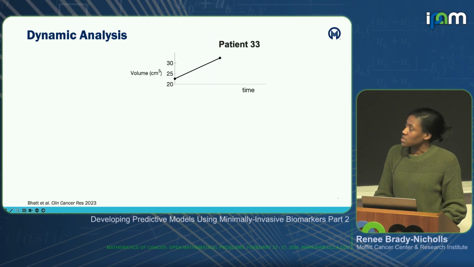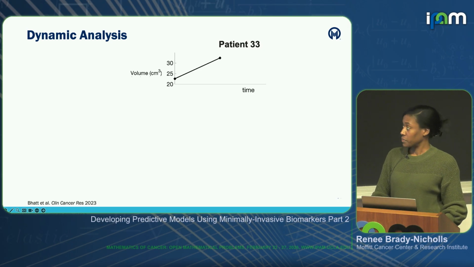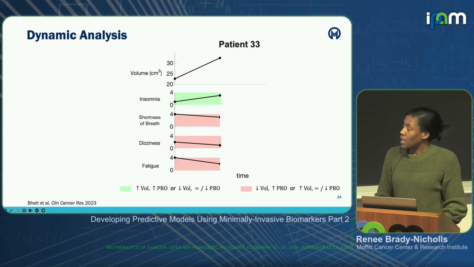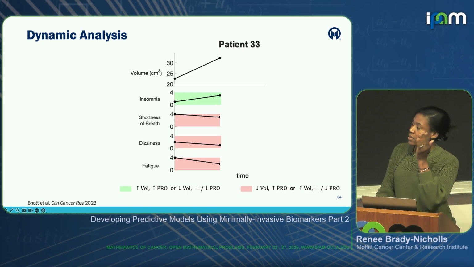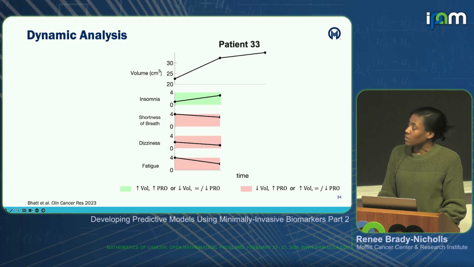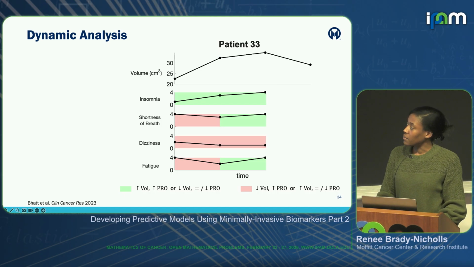And what we did with this was just to see, do these changes in these symptoms correlate with tumor volume? So you can see for patient 33, for instance, their volume from one time point to the next increased. And we looked at their symptoms, and we found that insomnia was increasing, whereas shortness of breath, dizziness, and fatigue were decreasing. At their next time point, their volume continued to increase. Insomnia continued to increase. Shortness of breath did as well, and fatigue, but dizziness stayed about the same. And then it's starting to come down now.